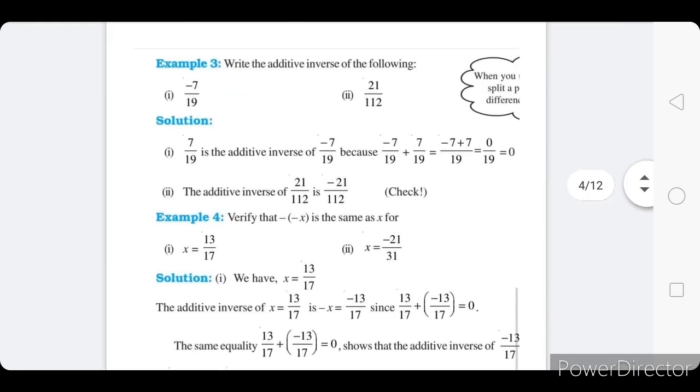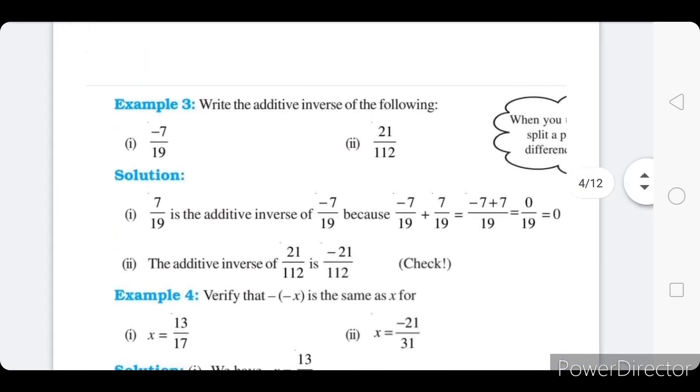Example number 3. Write the additive inverse of the following. Additive inverse means just to change the sign so that when we add both the numbers, the answer should be 0. You can see here, 7 upon 19 is the additive inverse of minus 7 upon 19. Only the sign will be changed. Difference of sign is there. Because when we add 7 upon 19 to minus 7 upon 19, the answer is 0. And the additive inverse of 21 upon 112 is minus 21 upon 112.